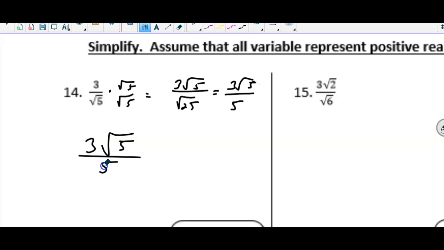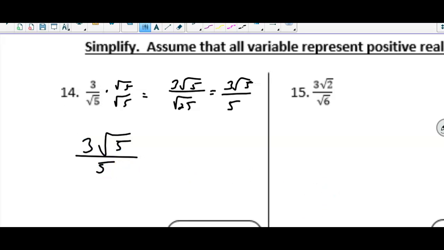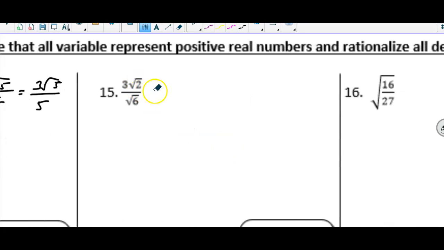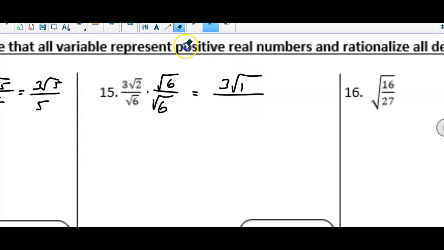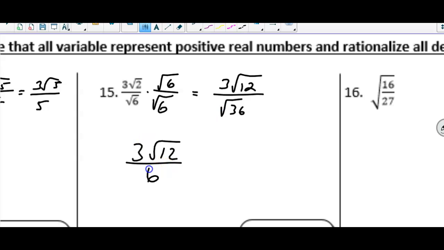Like that. Okay. Over here, we multiply by square root of 6 over square root of 6, which will give us 3 square root of 12 all over square root of 36, which reduces to 3 square root of 12 all over 6.